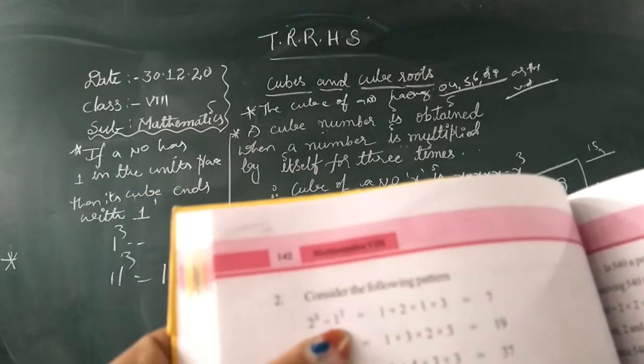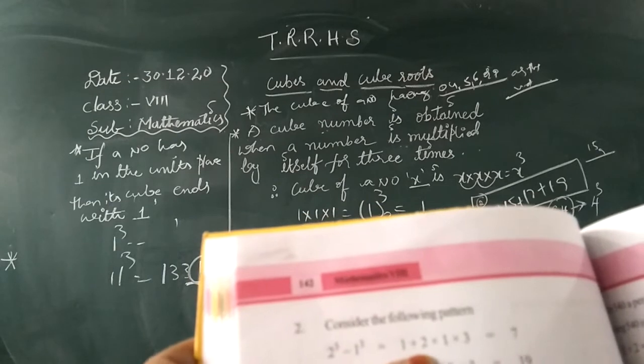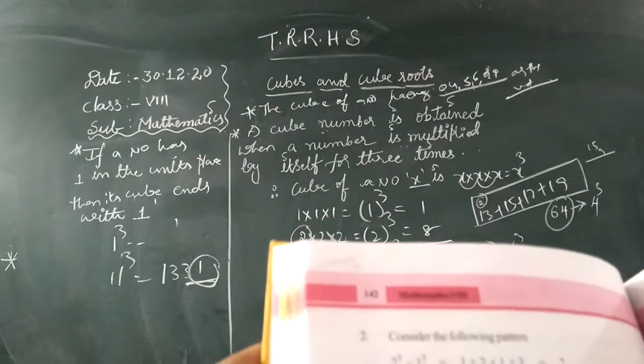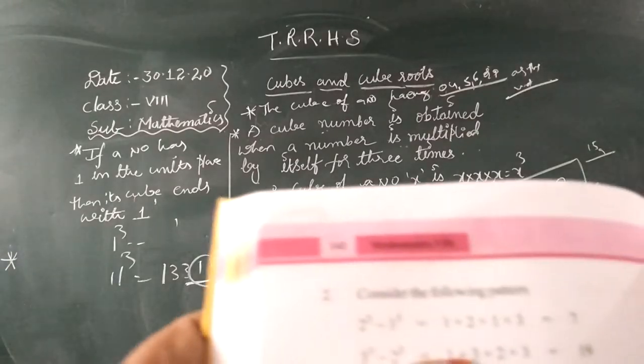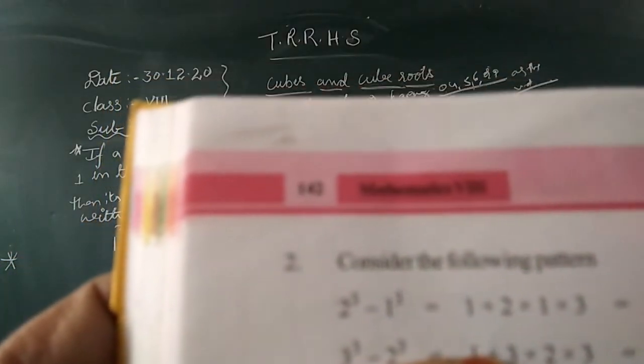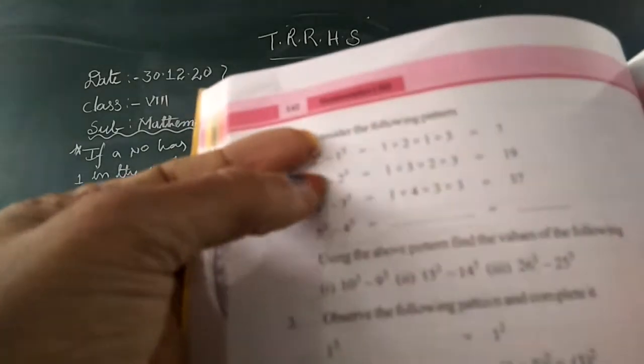2 cube minus 1 cube. So in the 2 cube, how have they written it? 2 cube minus 1. 2 cube is 8. 8 minus 1 is 7. To get 7, what have they done? 1 plus 2 into 1 into 3. In the same way, you have to finish up all the remaining patterns. I hope you all understood.